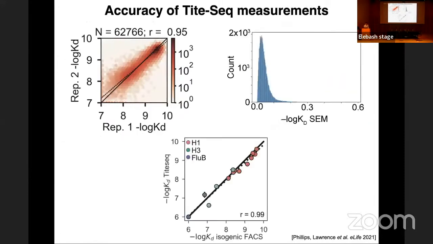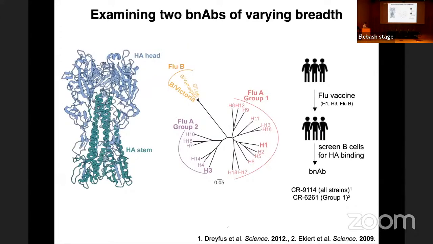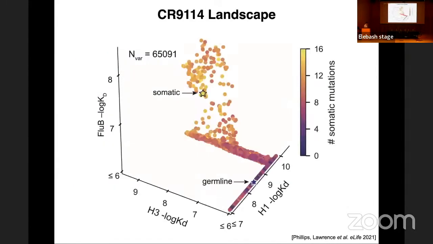Okay. This basically works. I don't want to talk in detail about the experimental validation, but you get very good estimates of binding affinities. And so what I'm going to talk about now are these two landscapes. So here is what we see for 9114.